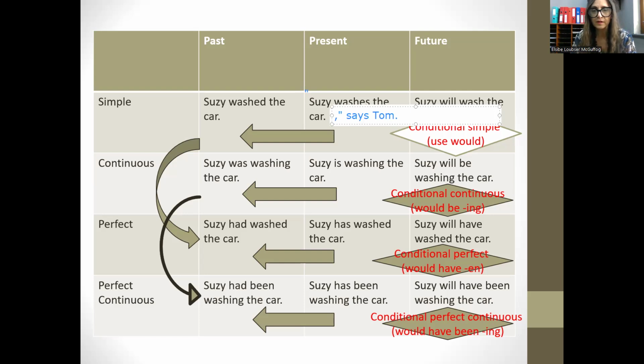If the reporting verb is says, then you don't need to change the tense. So then you just stay with the same tense. It's when the verb here is said that you have to change the tense. So let's say "Susie washes the car," said Tom. Remember, if it's now an actual quoted thing that someone said, you must definitely not have the full stop there. You have a comma. And you close the quotes, and "Susie washes the car," said Tom.